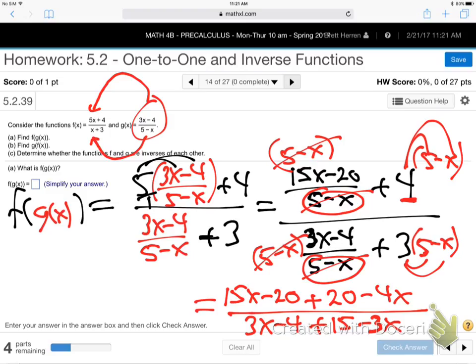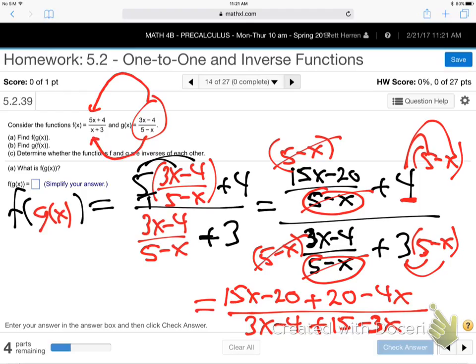How do we do it? So the 5 minus x is canceled. Just brought down the 15x minus 20, and the 4 distributed. Down here, the 5 minus x is canceled. That's why we're doing it, because we want those extra denominators to cancel. We bring down the 3x minus 4, and then the 3 distributes 15 minus 3x.